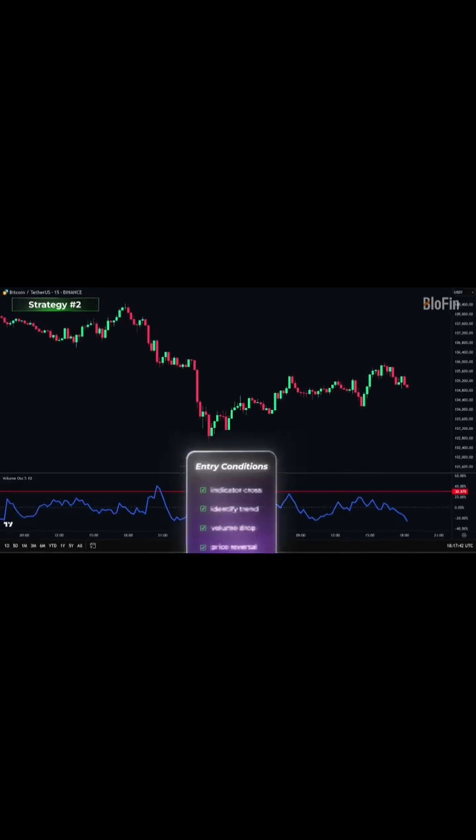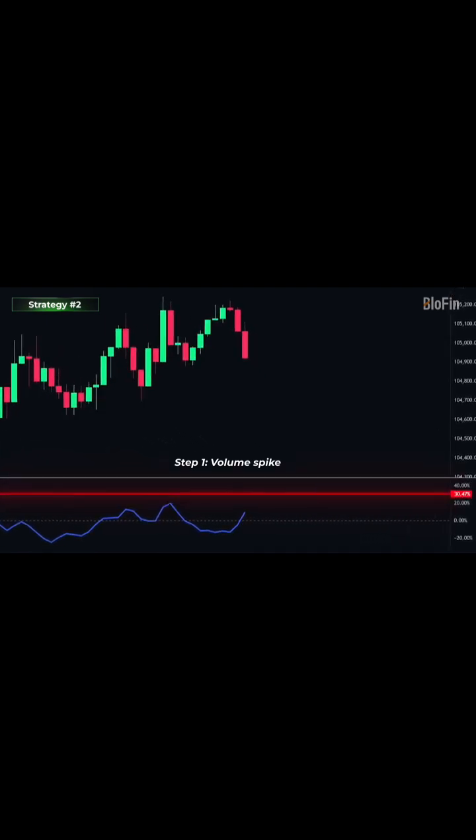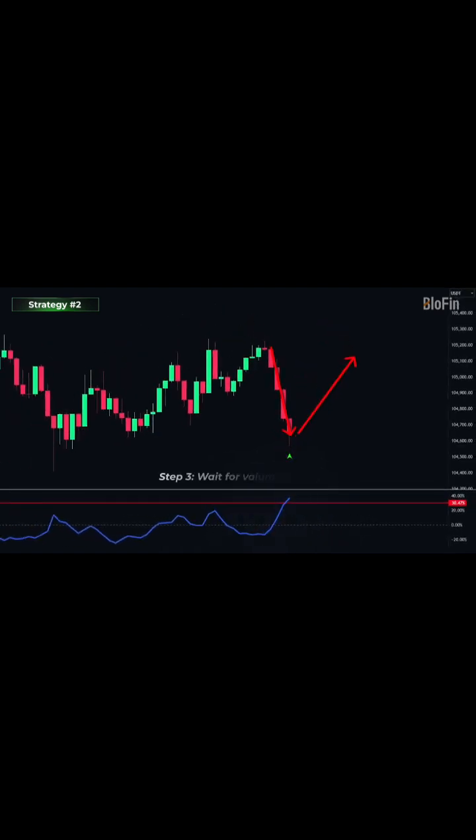Once the indicator is ready, let's break down the exact entry conditions. Step 1. We're looking for a setup where the volume indicator crosses above the 30% line we marked earlier. This shows us that there's a spike in volume. Step 2 is identify the trend that led to that volume spike. For example, here, we see that when the volume spike happened, market was in a downtrend. So our objective is to try to time the end of this downtrend so we can open a buy position and catch the reversal. This brings us to step 3, wait for the volume to drop below the middle line. This confirms to us that the downtrend is losing strength and that a reversal is likely coming soon.